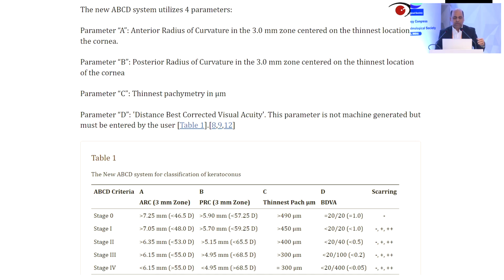So this is a newer classification in Pentacam. It's called the ABCD classification, and it's based on the anterior radius of curvature, posterior curvature, thinnest pachymetry, and distance best corrected visual acuity. And this formula will tell you whether the patient is safe to go for laser-based refractive surgery or not.